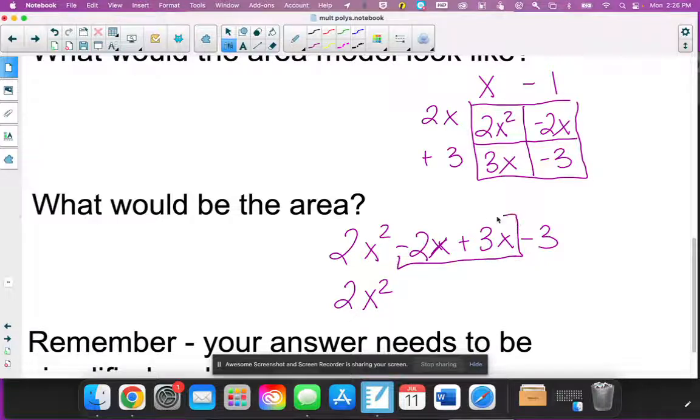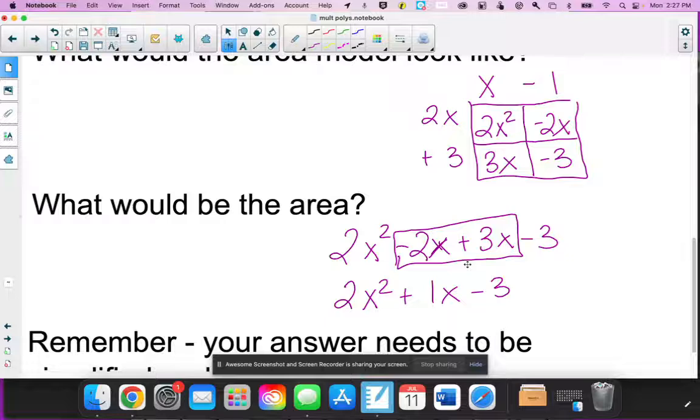So that's 2x squared, right? And these are like terms because they both have a single x. So that's negative 2 plus 3. So that's going to be a positive 1x, or just a positive x, minus 3. And that's your finished answer. Right? It's pretty interesting. You can multiply 2 pieces times 2 pieces, and you end up with these 3 because you have like terms that need to be combined. And that's very important for you to remember, because we're going to be doing more with that when we go backwards.